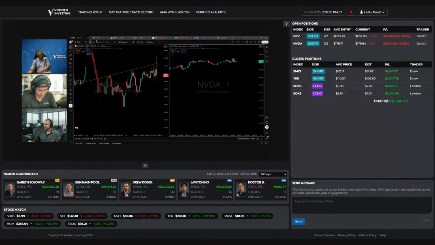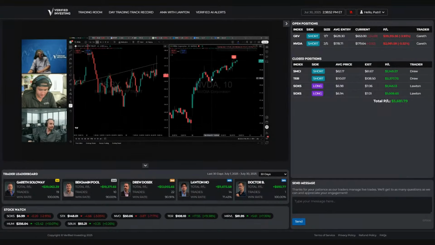Yep. 693, 1/10 long on SOXS, and then I'll play the Soxy song if it comes there. This is a critical 10-minute candle right here on the spiders. What a fake out breakout right here. 58 seconds left in this candle.